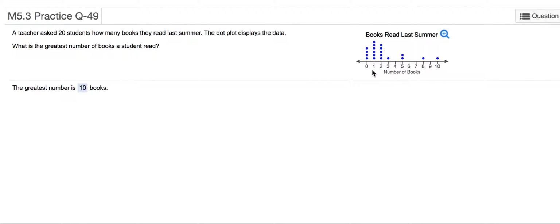The question did not ask the greatest number of students that read a book. That would be this, and I think that's what you were thinking when you looked at this as well. You saw the most dots on number 1, so you thought number 1 should be the answer.